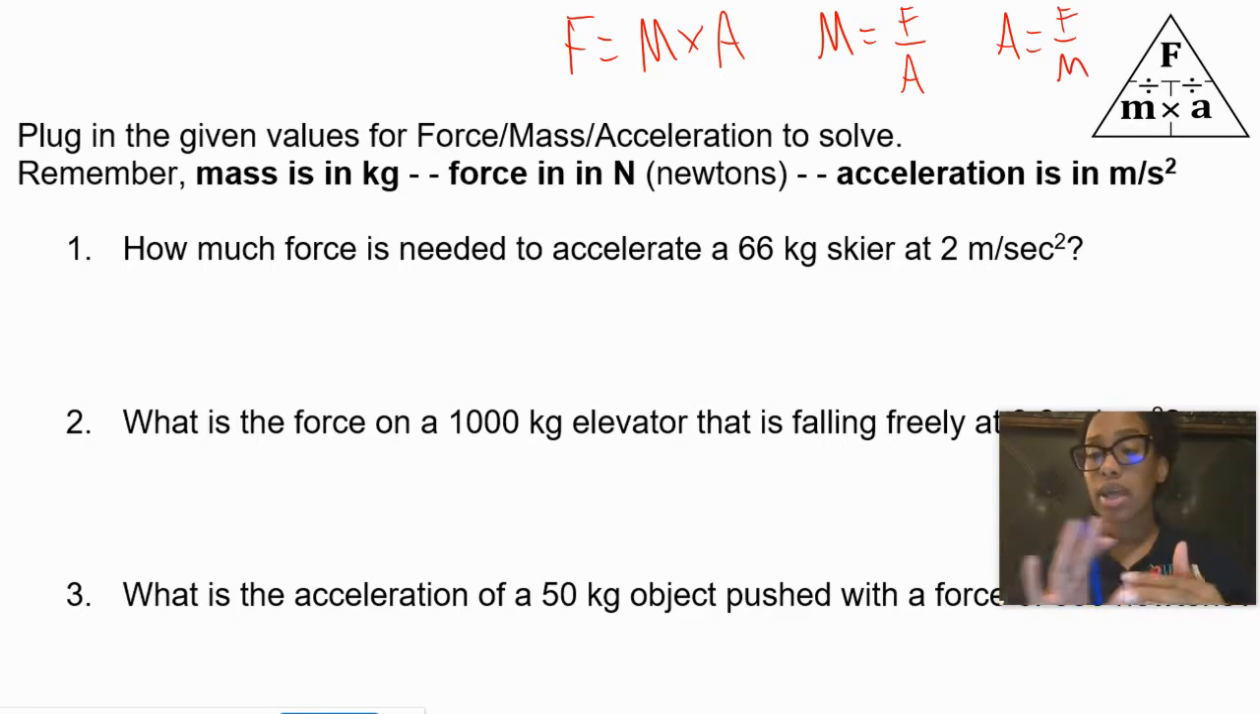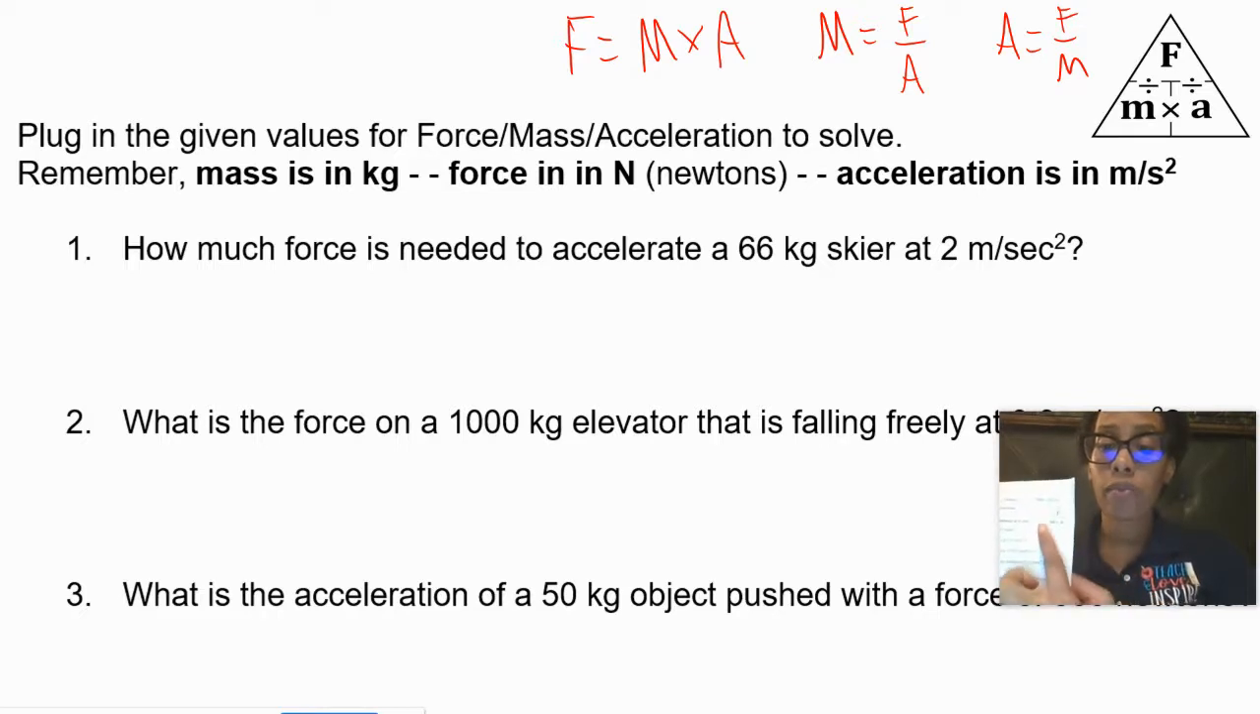If you don't need to copy it, it's okay. Just remember that all you have to do is cover up whatever you're solving for, and it'll leave the other two variables that you're working with. If they're above or below each other, you're going to divide. And if they're side by side, like M and A, you're going to multiply. Okay, let's go ahead and get started.